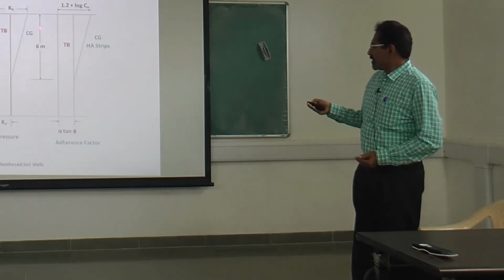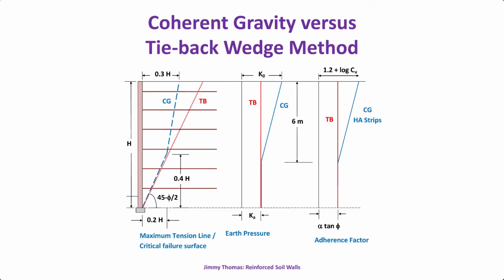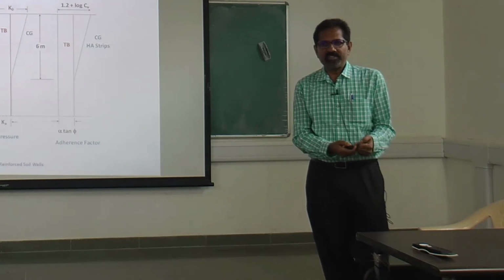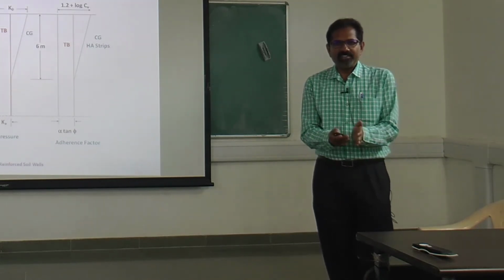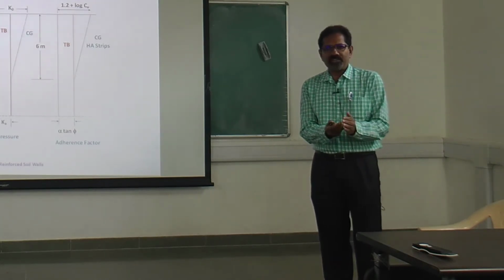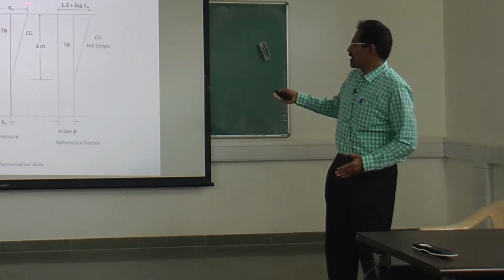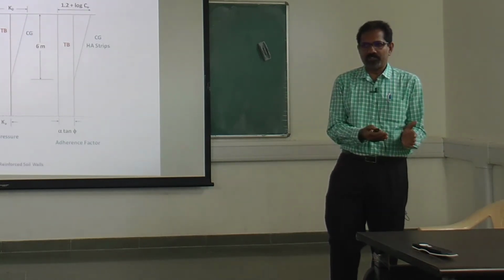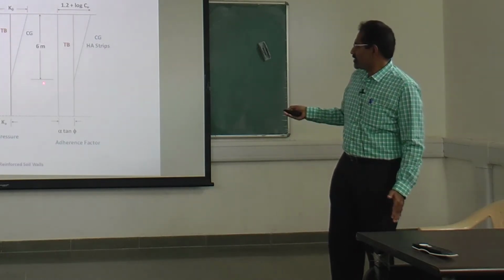This is one difference. Second is the earth pressure distribution. In the tie-back wedge method, it's mainly the coefficient of active earth pressure. That means it assumes throughout the structure the active state is achieved. Whereas in the coherent gravity, at the top it is K0, that means earth pressure at rest, because the reinforcement is inextensible. To mobilize the active condition we need some deformation, but because the reinforcement is so stiff, it doesn't allow the soil to yield. So in the upper part it will be closer to the coefficient of earth pressure at rest, and at a depth of 6 meters, it becomes Ka.